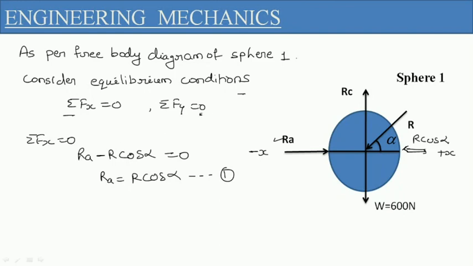Now here let's define another condition, that is summation of Fy equals to 0. So for this condition we have to define all the forces which is acting in y direction. In x direction there is only two forces acting, Ra and R cos alpha. Now in y direction how many forces are acting? So first force is weight which is acting in downward direction. So it will be minus W. This direction is minus y, this direction is positive y.